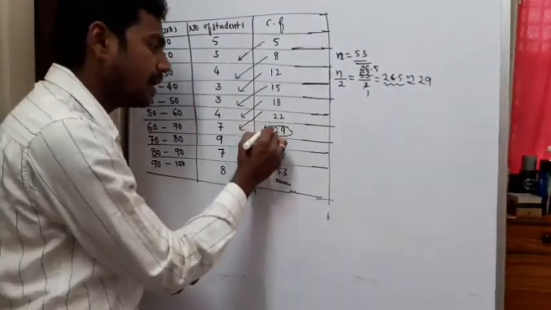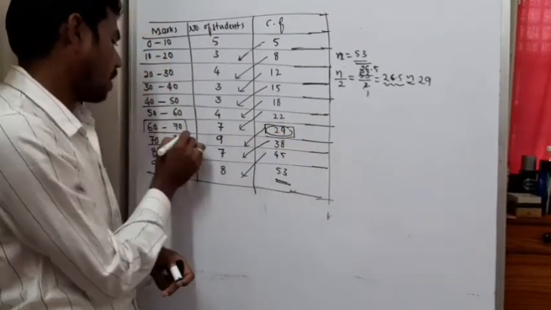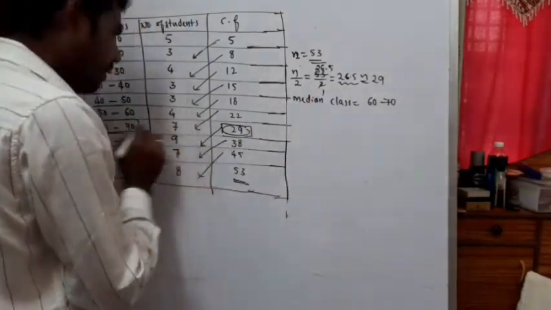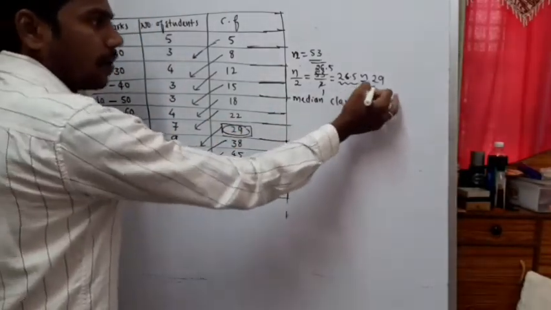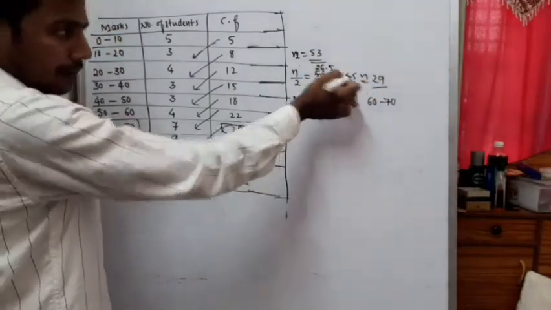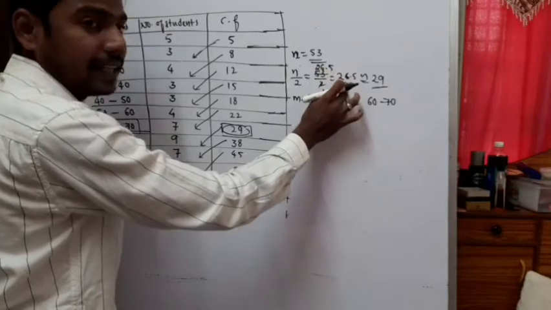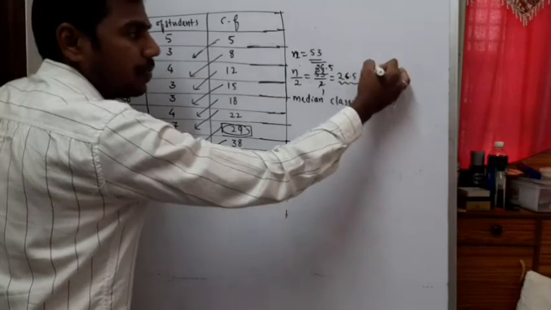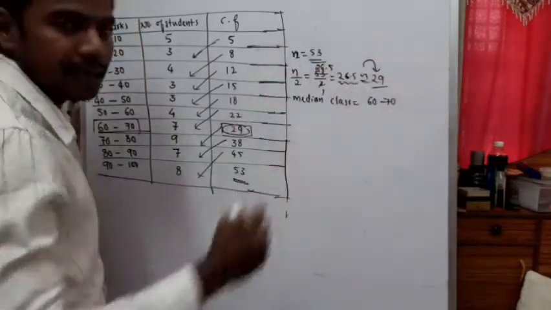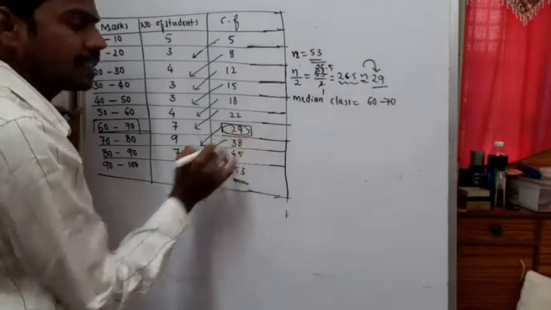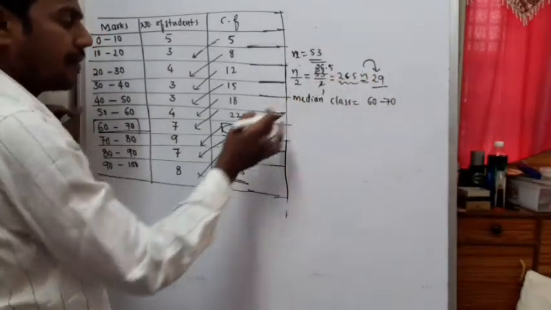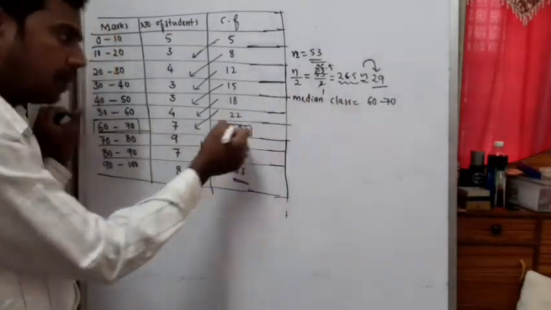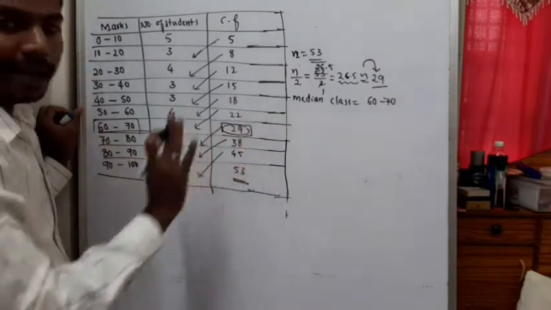Now this is the median class. See, how did we find the median class? After finding n by 2, the number should be near to 26.5 and it should be greater than 26.5. 29 is such a number, which is greater than 26.5 and near to 26.5. So the class interval corresponding to 29 will be our median class.